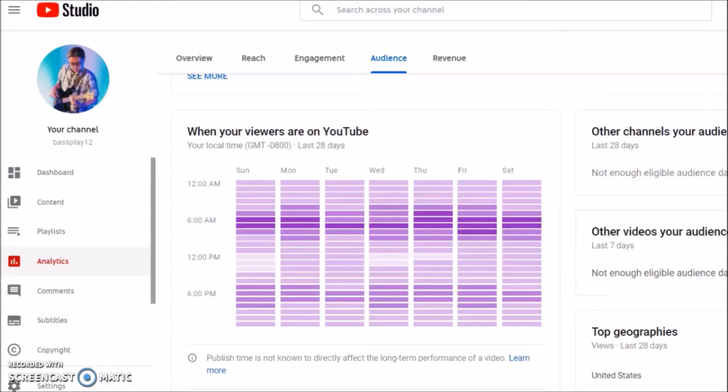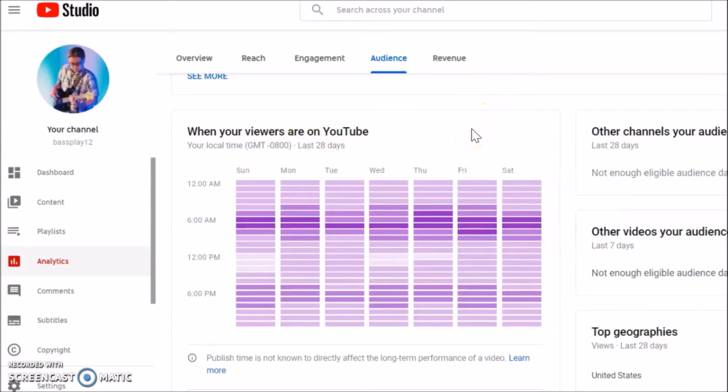For me, this is my viewers for the last 28 days. You can see that the purple bars show when my viewers are most on YouTube. I'm taking a look at Sundays, and 6 a.m. and 7 a.m. are the times they're mostly on. Wednesdays would not necessarily be the greatest day to upload my videos because there's only one purple bar. But as it gets to Thursday and Friday, there are 3 purple bars, 3 purple bars there, 2 purple bars on Sundays, and then 2 more on Saturday.